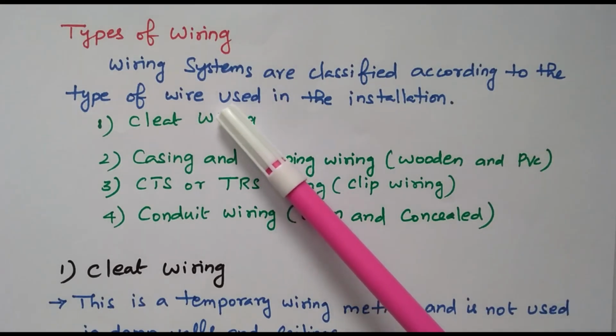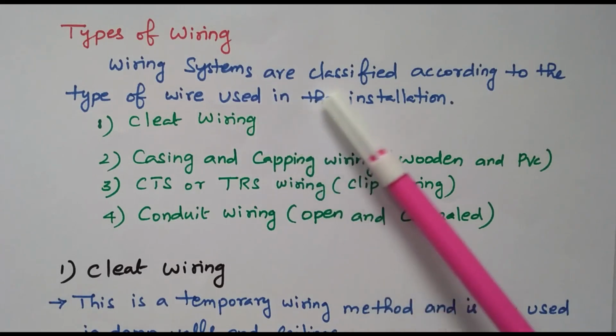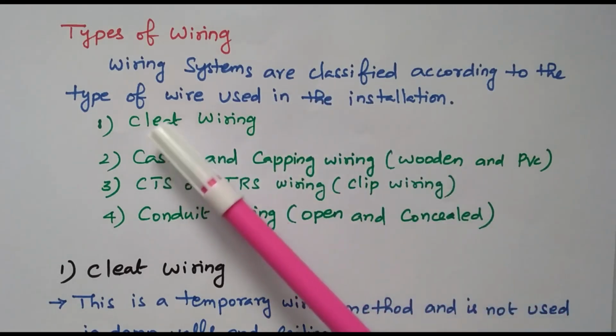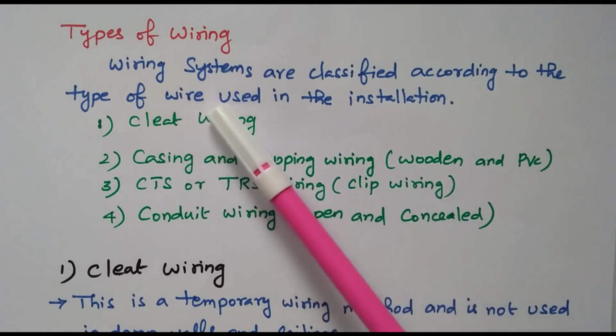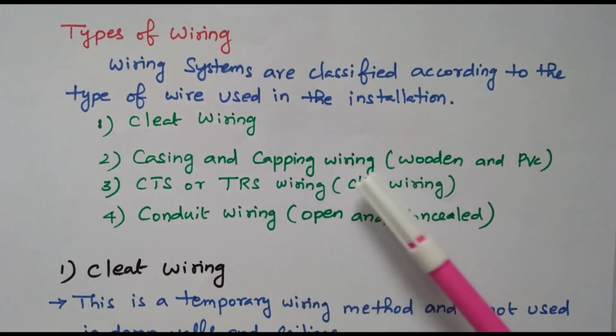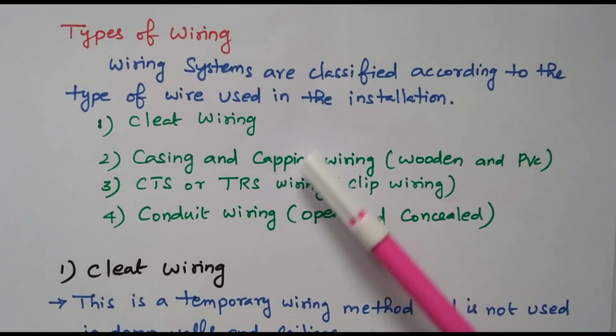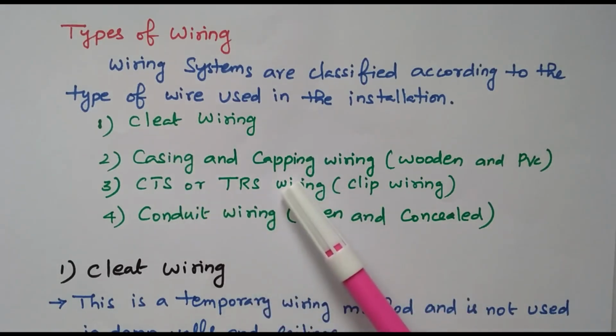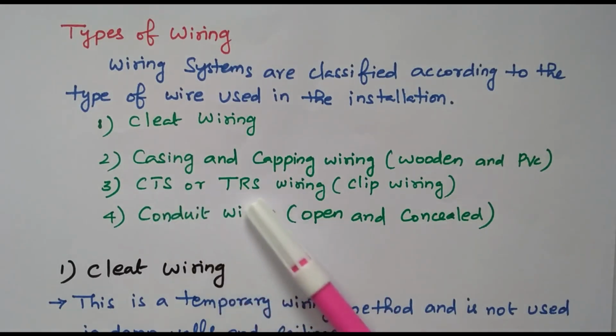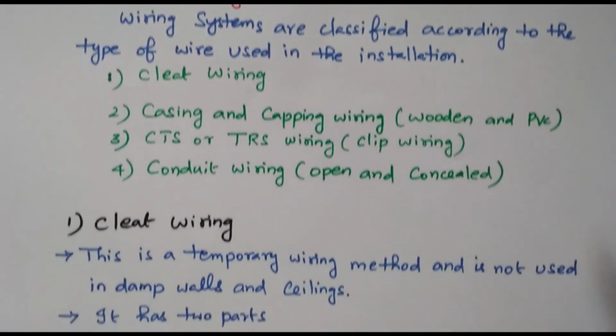Now we will go to the wiring. Wiring systems are classified according to the type of wire used in the installation. It is classified based on what type of wire we are using. There are 4 types available: clad wiring, casing and capping wiring, CTS or TRS wiring, and conduit wiring. We will see these wirings one by one. First we will go to the clad wiring.